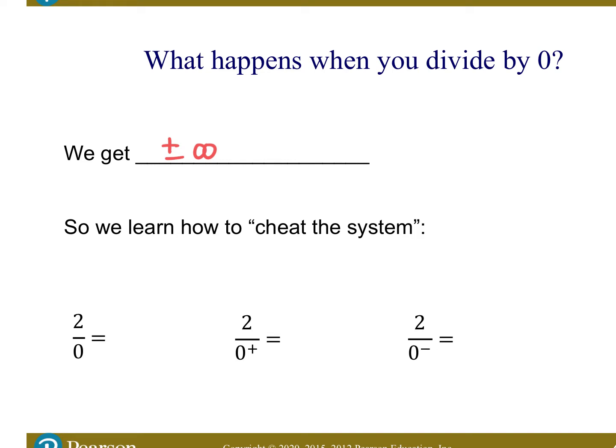Okay, so 2 divided by 0 does not exist. You're right, that is not defined, that does not exist. But 2 divided by 0 plus, we are now defining that as being positive infinity. You end up on the positive side of infinity because both 2 and 0 plus are positive numbers. And then 2 divided by 0 minus is going to lead to negative infinity because we have a positive number divided by something on the negative side. So positive divided by negative is negative.